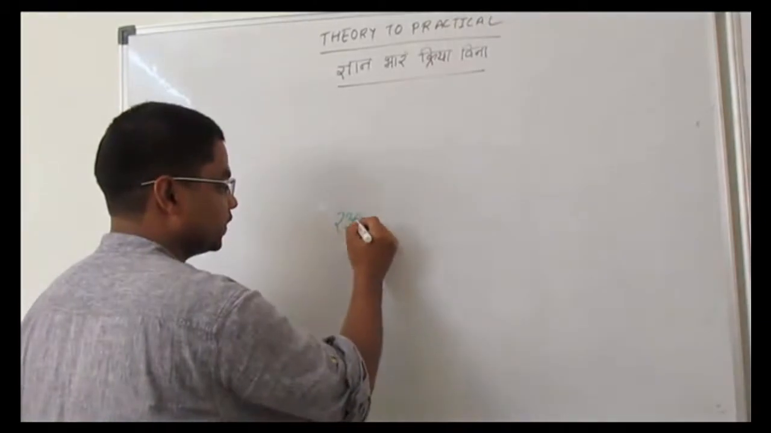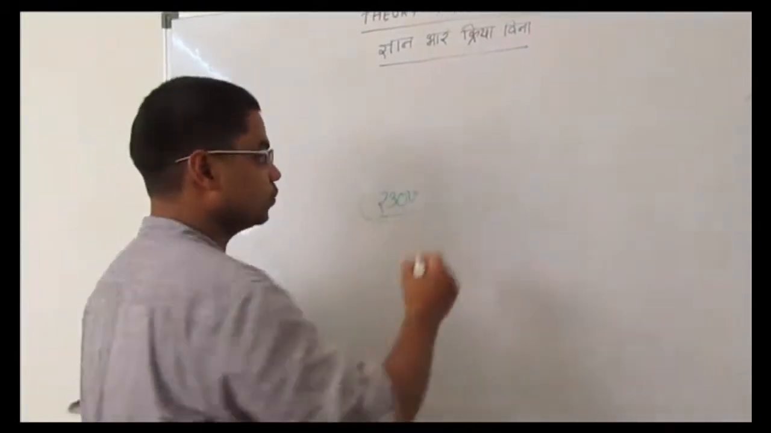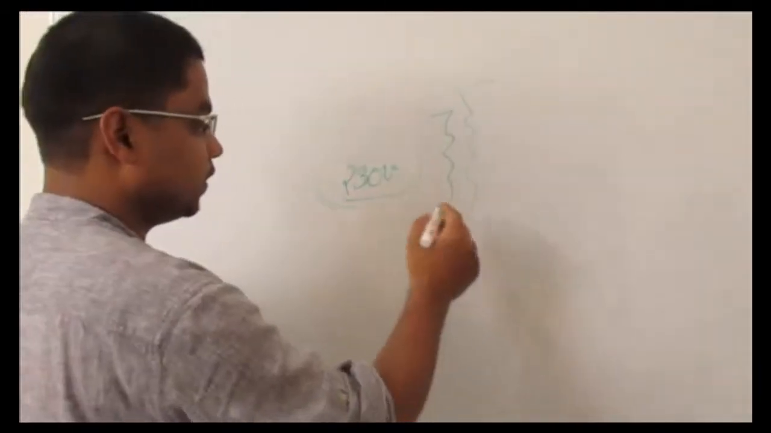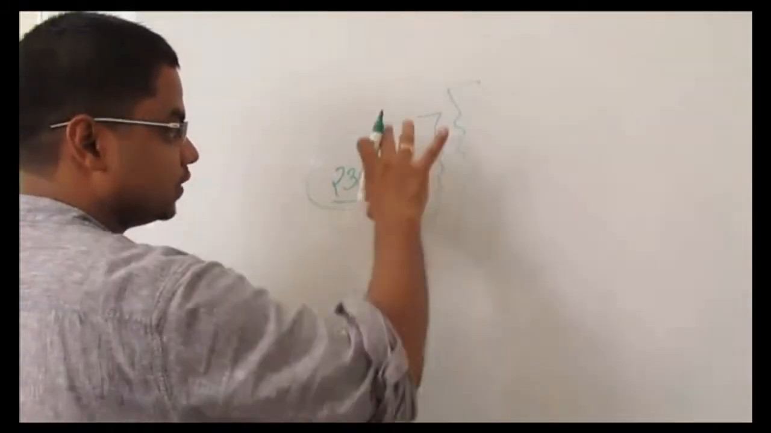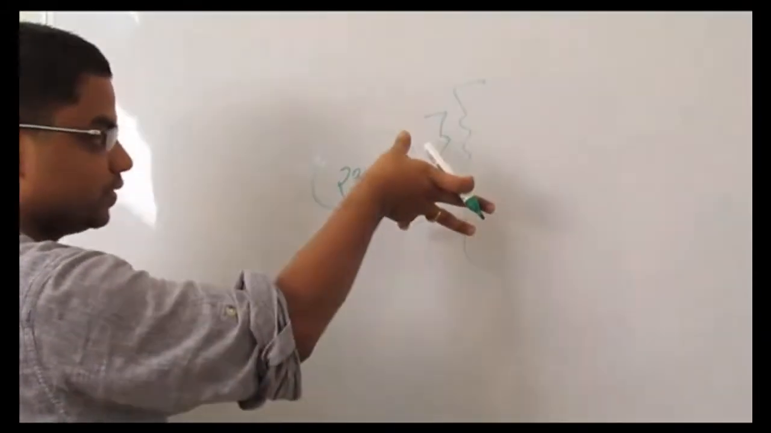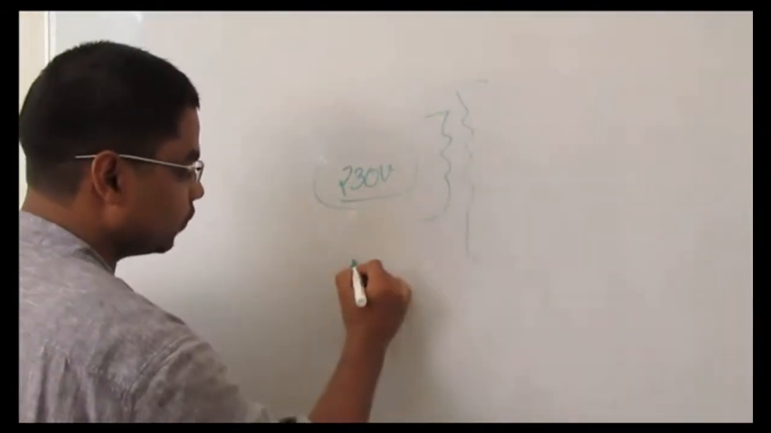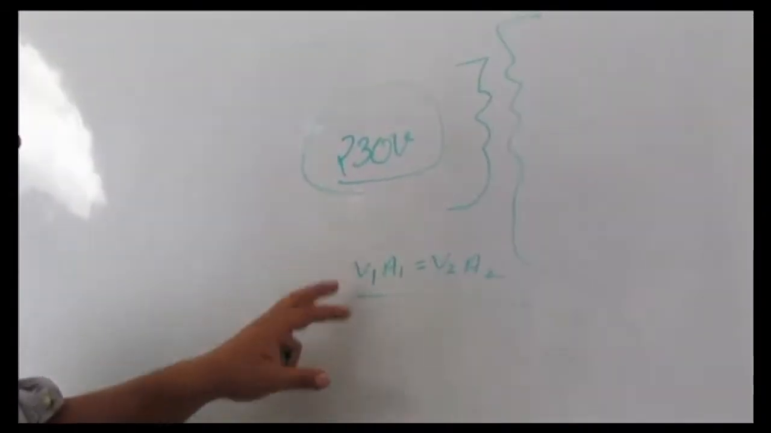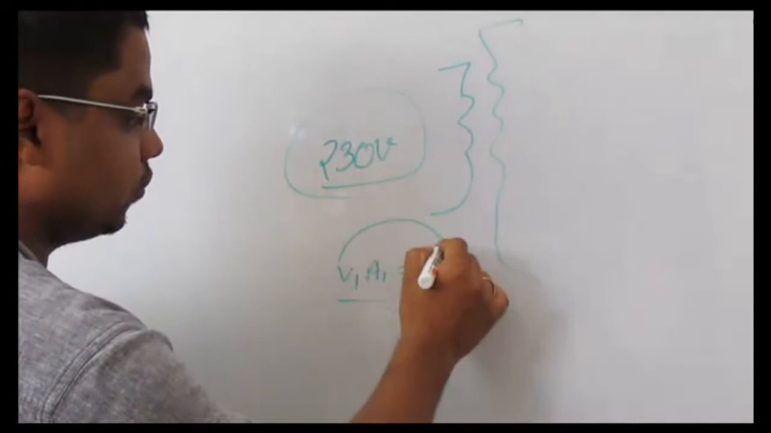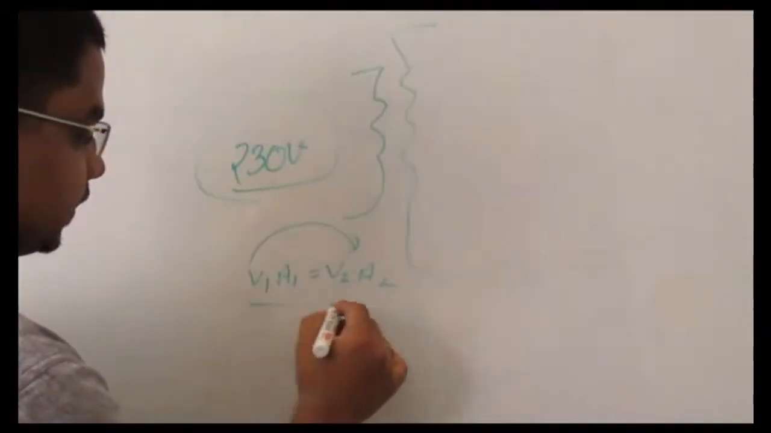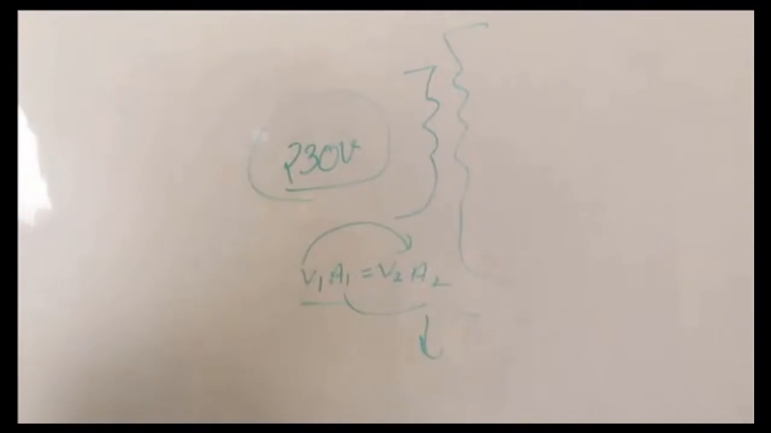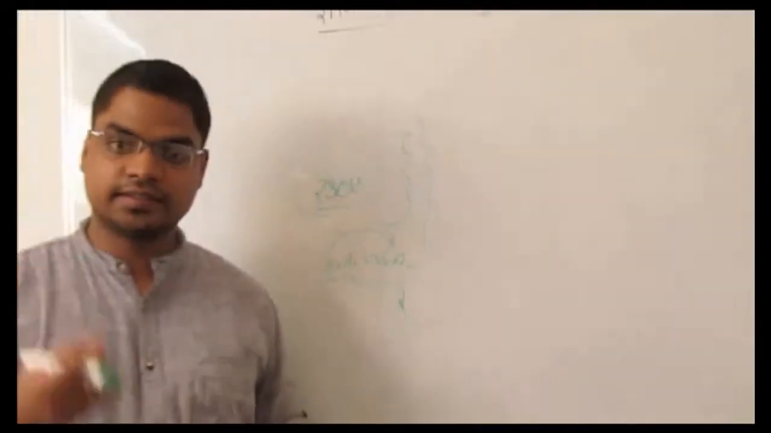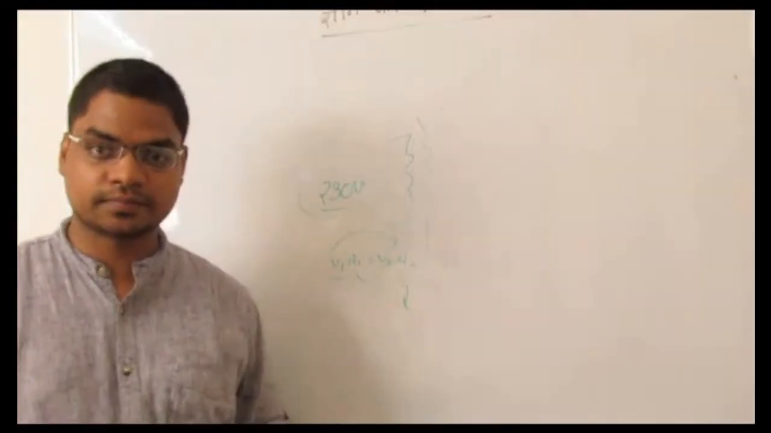suppose I generated voltage as 230 volt at the generating point. Now I will step up this voltage, so that we know that the VA rating, the kVA, will be the same for the primary and the secondary. So V1 A1 is equal to V2 A2. If we increase the voltage from V1 to V2, then current will decrease by the same factor. So when current is decreased, the I²R loss will be minimized.